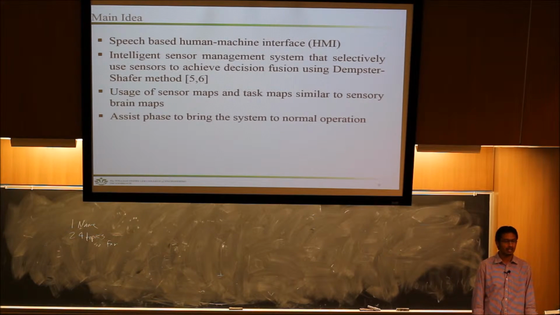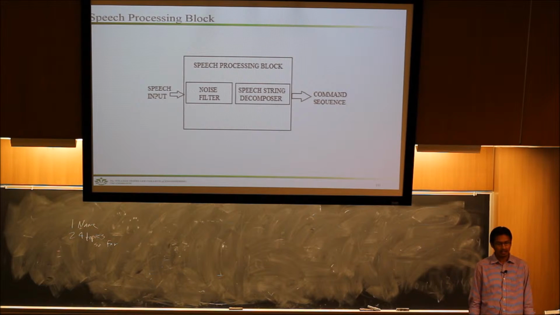This project basically talks about a human-machine interface which uses speech as the front end of the system. Then you have a sensor management system which uses the concept of sensor maps and task maps in order to come up with a framework, and then that framework finally uses Dempster-Shafer at the end in order to come up with a decision. The assist phase is like a help phase to support two-way communication between the robot and the user.